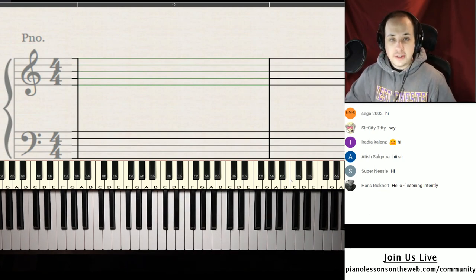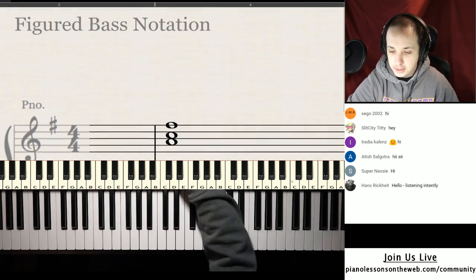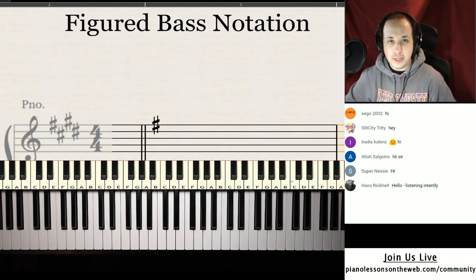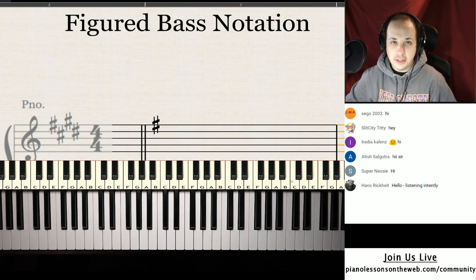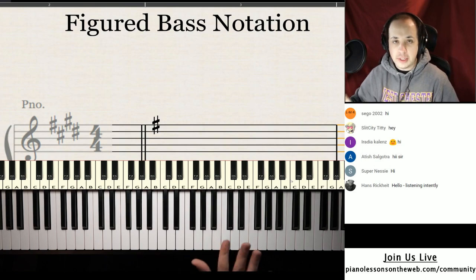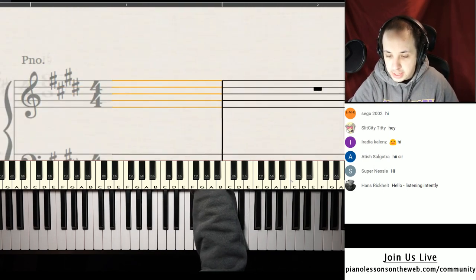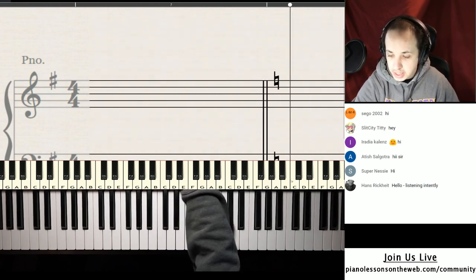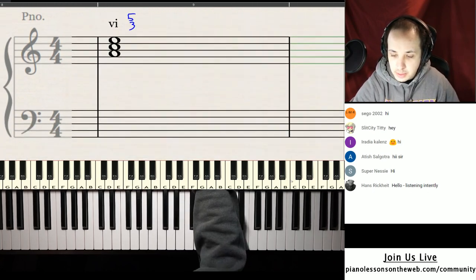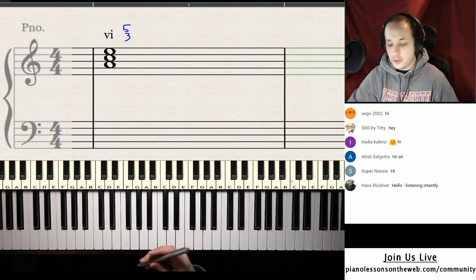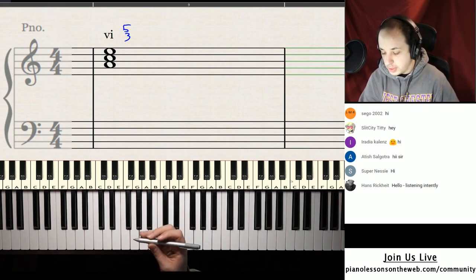Okay, so that does it for figured bass notation. Now, remember that figured bass notation basically is all about telling you what note is on the bottom of the chord. Or basically, it's all about telling you what the intervals are between the notes. Now, here's the thing to keep in mind. So say we have this example we just did, right? 6-5-3.